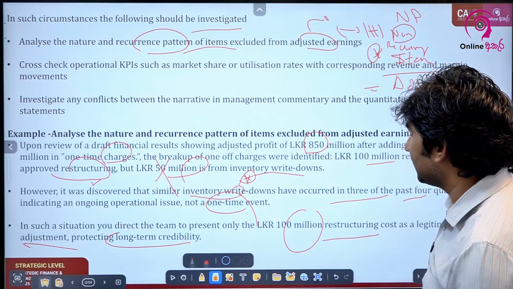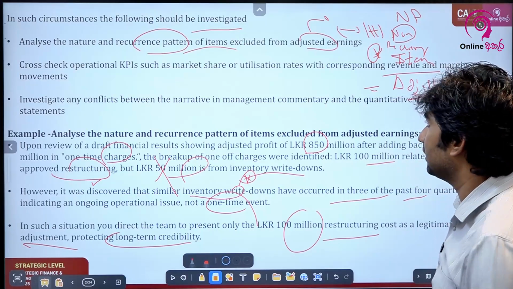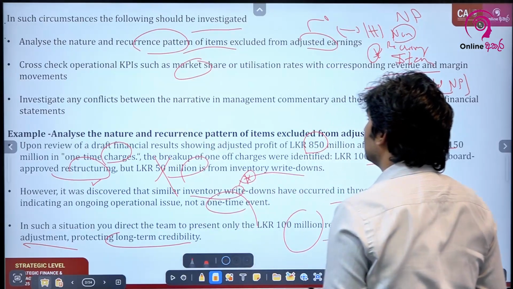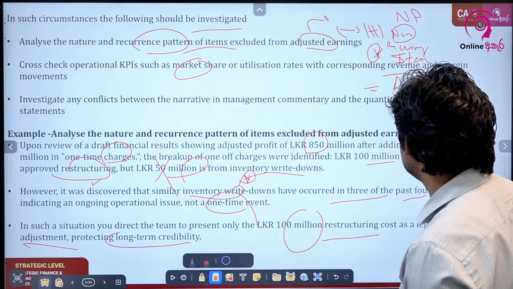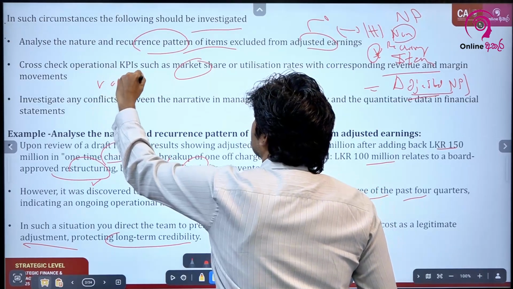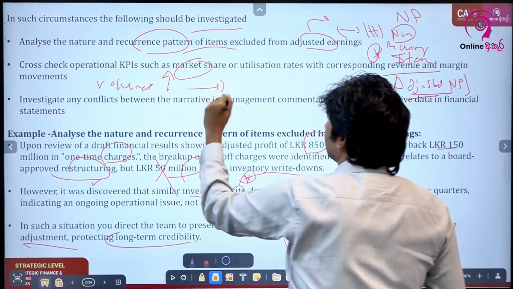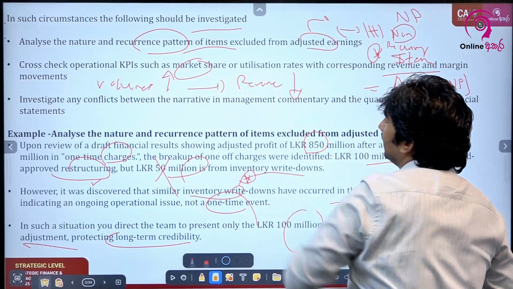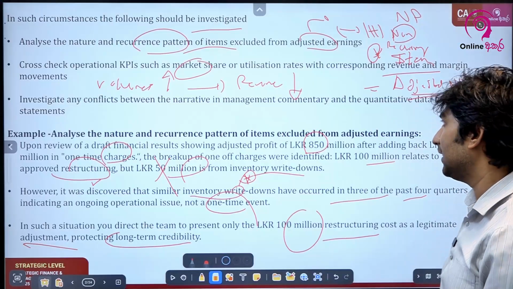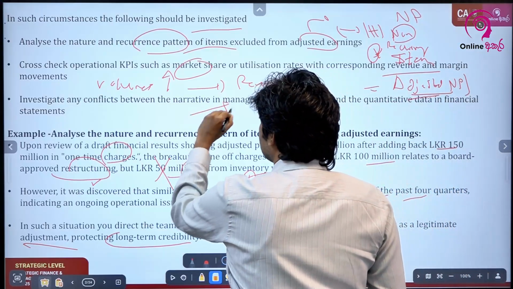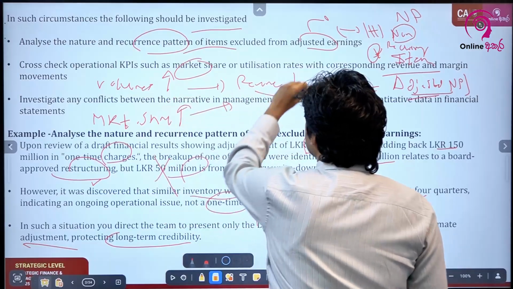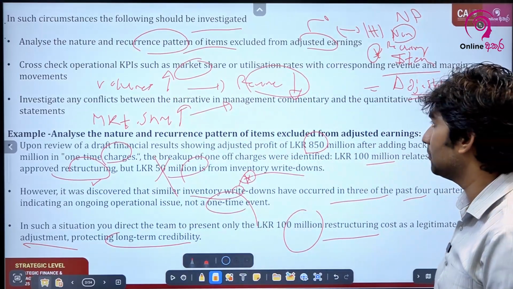Cross-check operational KPIs such as market share, utilization rates with corresponding revenue and margin movements. So you need to compare KPIs such as your utilization rates, your activity levels, your market share with revenues and your margins. So if your volumes are increasing, and if your revenue is decreasing, there is something wrong somewhere. So you need to compare your financial results with your activity drivers. Again, if your market share is increasing, and if your revenue is still decreasing, that is also a problem that you need to verify.